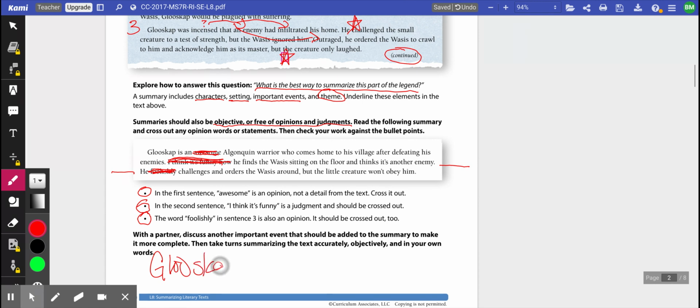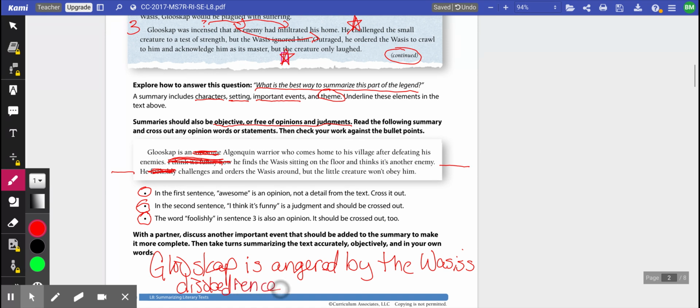Gloosclap is angered by the Wessis's disobedience. Let's see if I can spell disobedience right. I'd want to add that just because it lets us know why he would challenge the Wessis and why he won't obey him, that he's angry. I would just want to know that he's really that kind of, as I said earlier, hulked out.